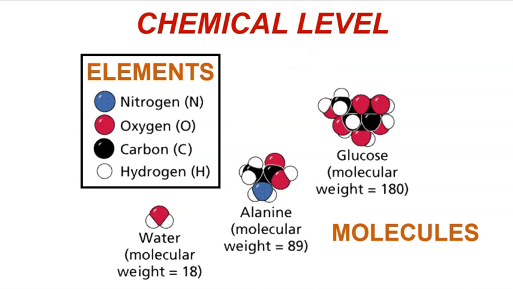So the smallest level of structural organization is the chemical level. And within the chemical level, we have elements, like the 4 seen here, which are nitrogen, oxygen, carbon, and hydrogen. And those elements can be arranged and connected to one another with chemical bonds in order to form things like molecules.